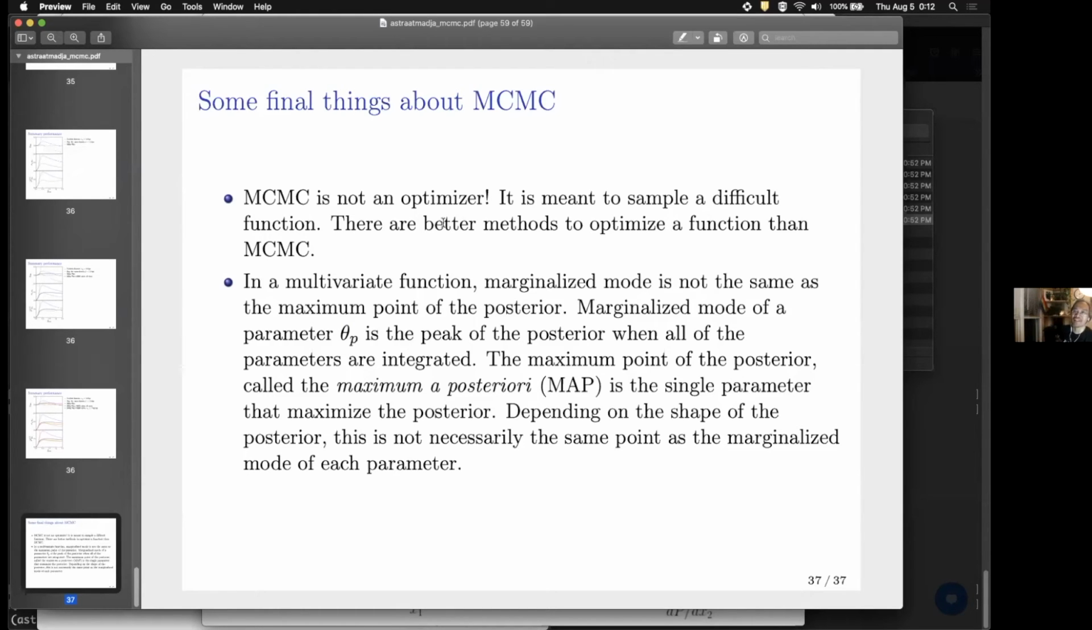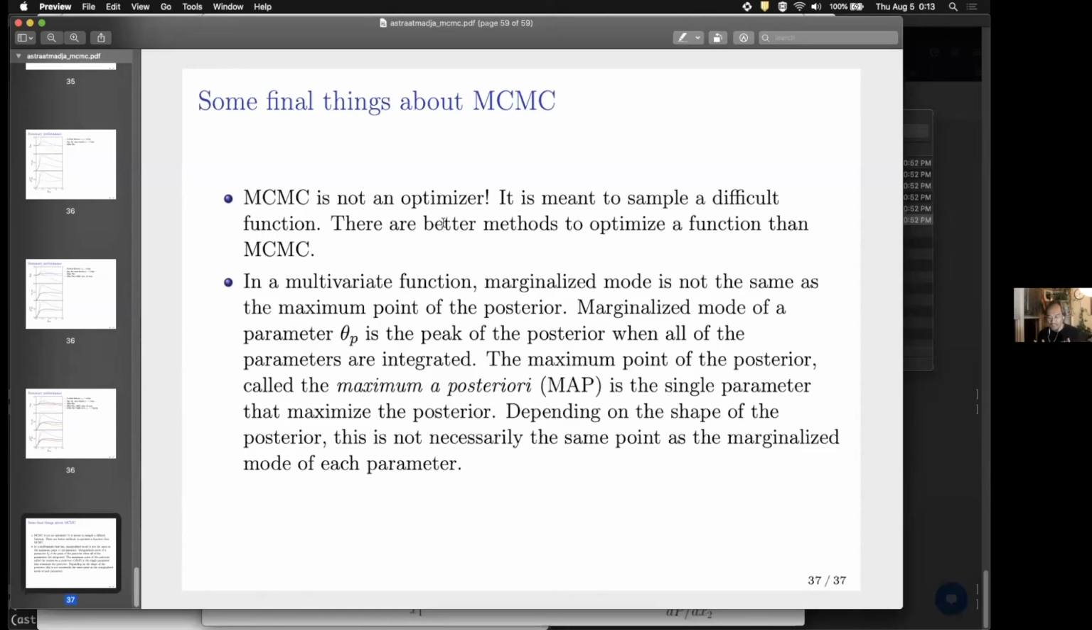So here are some final things that I have to warn you about MCMC. MCMC is not an optimizer. It is not for finding the maximum likelihood or maximum posterior. It's a tool to sample difficult functions. So if it's an optimum value of a function that we want, there are better methods to do that. If that's what we want, don't use MCMC.